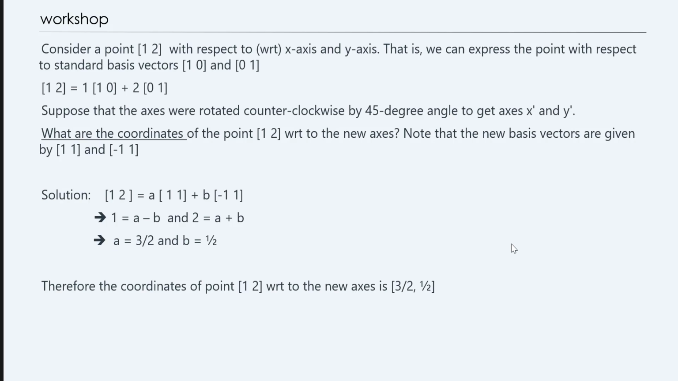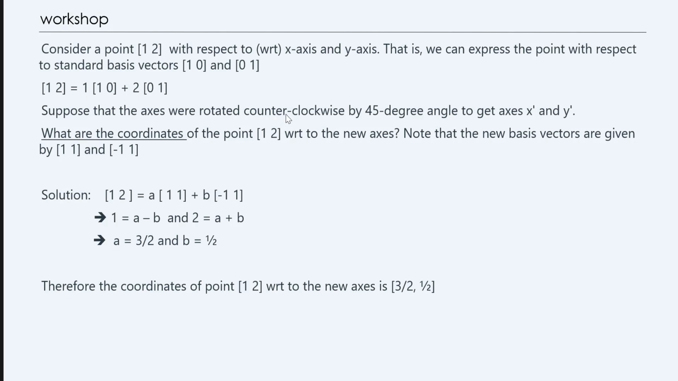So let's do this workshop. Let's say that we have a point with respect to the x-axis and y-axis. We can express the point as (1, 2) with the standard basis vectors (1, 0) and (0, 1). So 1 is really the coefficient of the first basis vector, and 2 is the coefficient of the second one, which is like the y-axis. If you think about it, this is like the x-axis.